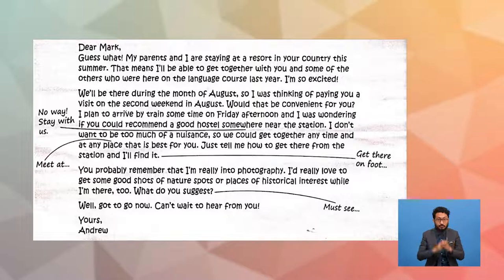I plan to arrive by train sometime on Friday afternoon, and I was wondering if you could recommend a good hostel somewhere near the station. So he's asking for a suggestion for accommodation. I don't want to be too much of a nuisance. Nuisance means someone that annoys you or causes trouble for you. So we could get together anytime and at any place that is best for you. That's very considerate of him.